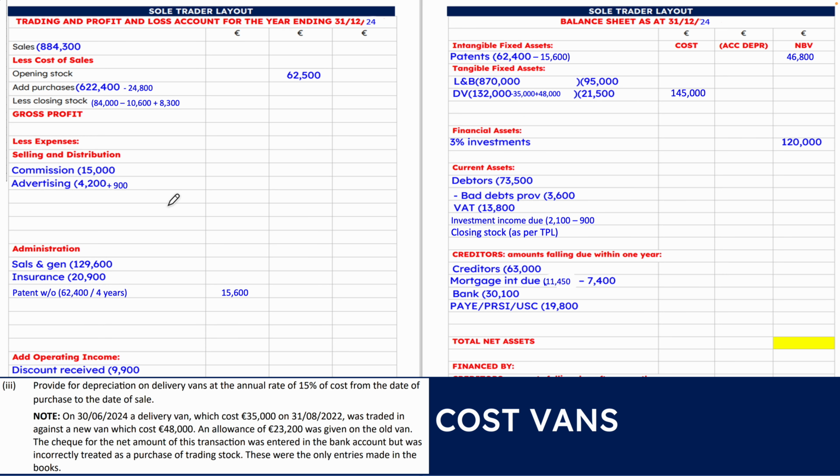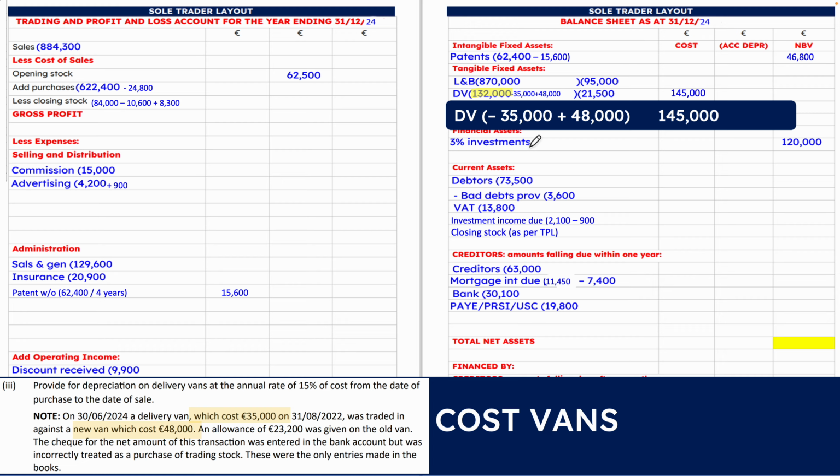Now, next we will find out what the cost of vans is at the end of the year. So they got a new van worth 48. They got rid of a van that cost 35. The vans at the start of the year cost 132. So from that 132 we're going to minus 35 and add 48, and then we've got a cost of 145 at the end of the year. So remember where this 132 came from. This came from the trial balance. Okay, now, so that's the cost of vans done.